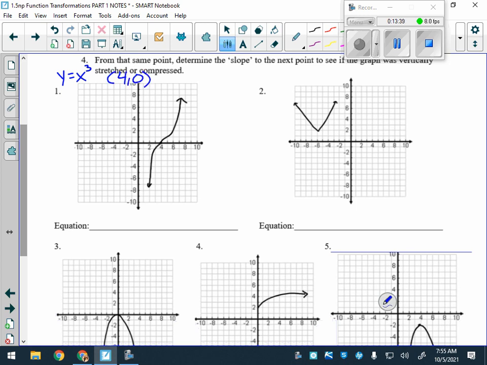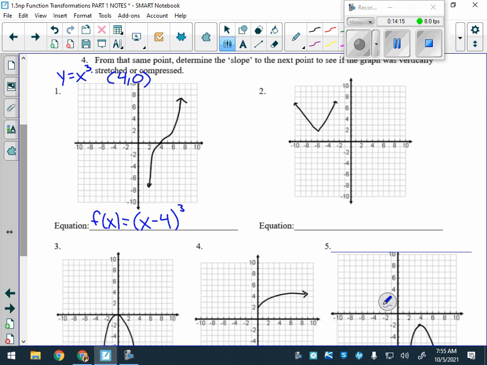Okay. Is this reflected at all? No. So the A value is not negative. So how would I write this equation? Yeah, go ahead. Awesome. Good. Perfect. Okay, so you have f of x equals (x minus 4) cubed. Cubed is the parent function. Since we only move to the right, it's x minus 4.